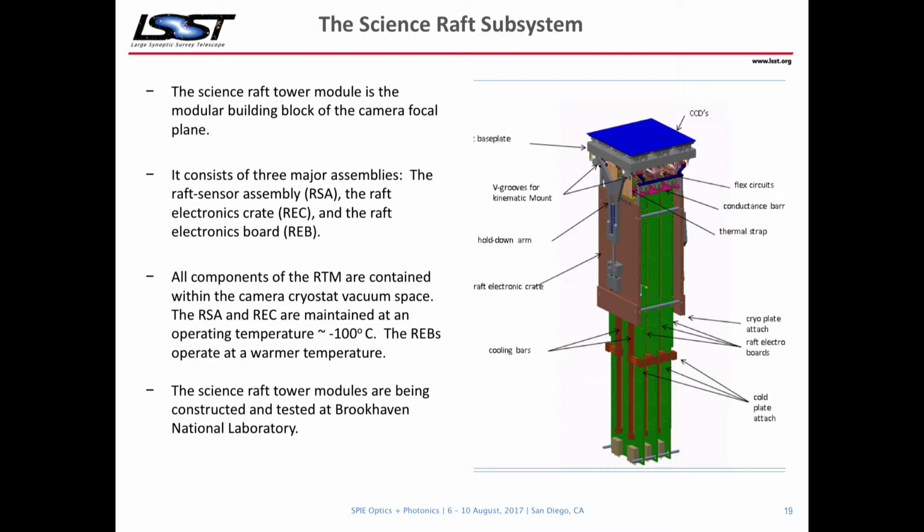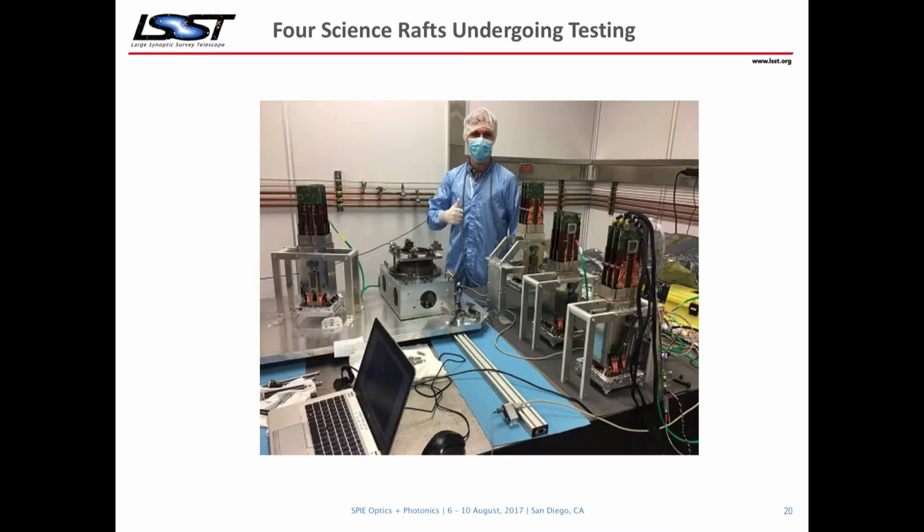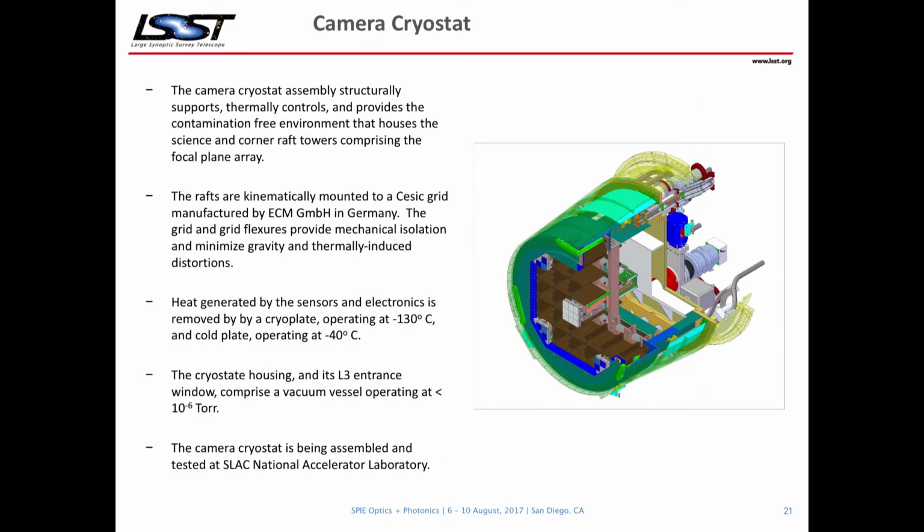There's a lot of cabling, a lot of electronics in the vacuum, and of course any outgassing and contamination deposition on the CCDs will change the response of the CCDs and create problems for calibration. The science raft tower modules are being constructed at Brookhaven National Laboratory on Long Island, and to date we've made and delivered about 4 or 5 of the 21 that are required for the focal plane. So these are actual raft modules. The CCDs are facing down in this picture, and the electronics boards are facing up.